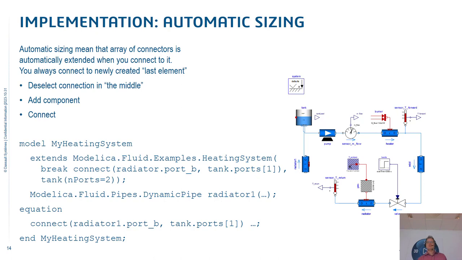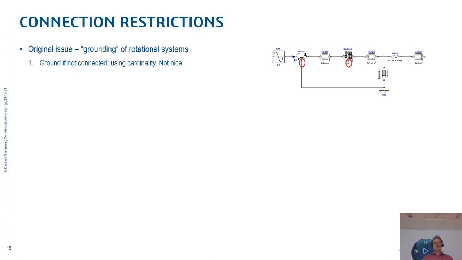So now this was for the selective model extension, and now for connections and other things. The connection restriction change: the old issue here is that we have rotational models, and you want to have an optional grounding of them, so that if your gearbox is connected, as default, to a mounting, that is still. And the first version of that in the MSL used cardinality, and that's not something that is nice, and we don't want to have it.